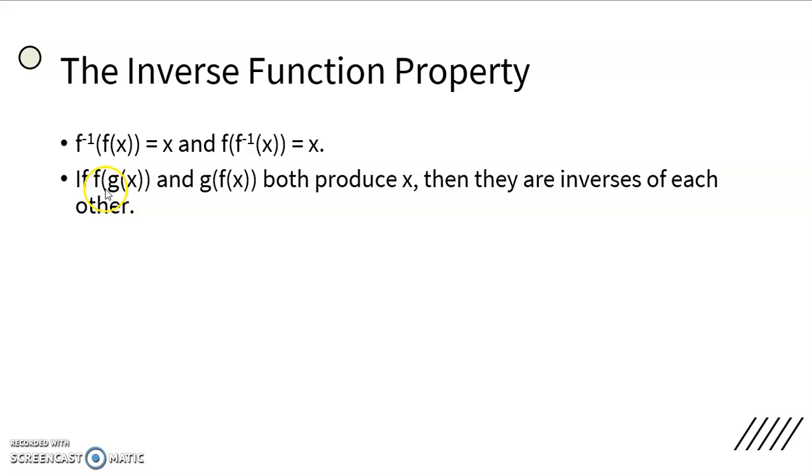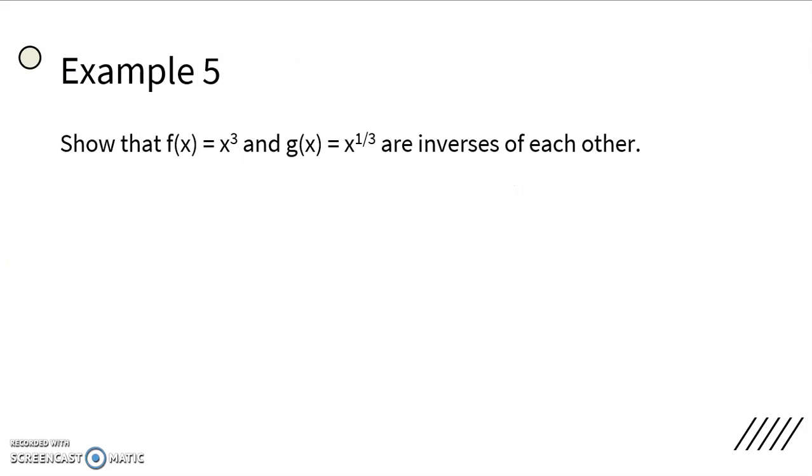And here I just wrote it in terms of f and g. If you do f of g and g of f, and you get x both times, then you know that the two functions are inverses. You have to show both, though. You cannot show only one of those. So let me show you how this works. Okay, this says to show that f of x equals x cubed and g of x equals x to the 1/3 are inverses of each other.